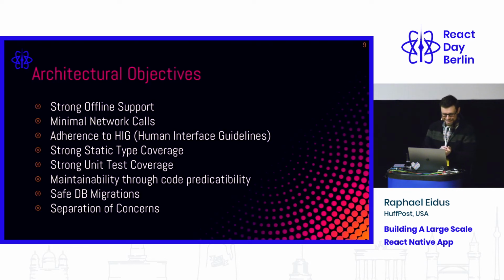So some architectural objectives. What were we trying to achieve while building this? Strong offline support, minimal network usage. You'd want that out of a mobile application. Adherence to human interface guidelines. So Apple publishes their own. Google Play has material design, which isn't as strict, but we're in that space, so we want to adhere.